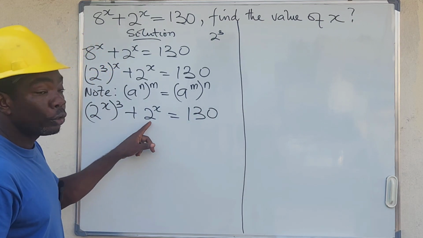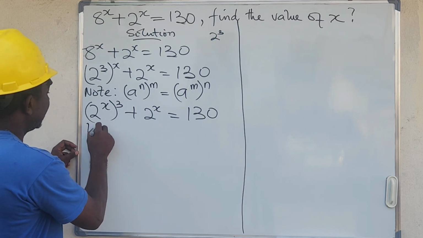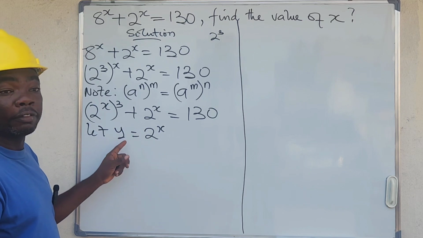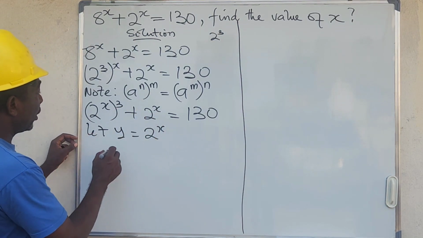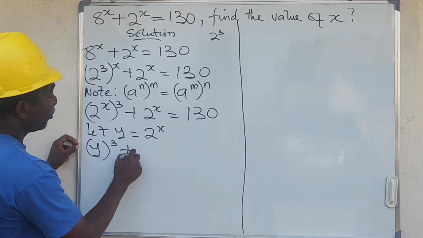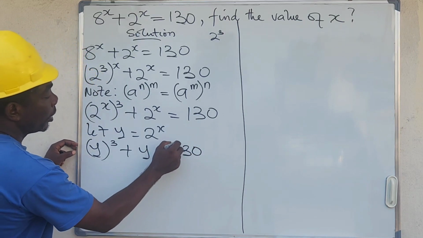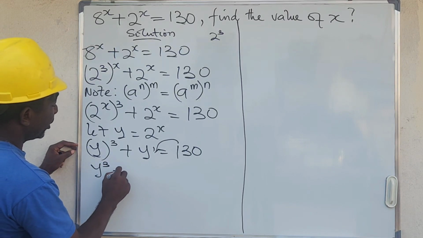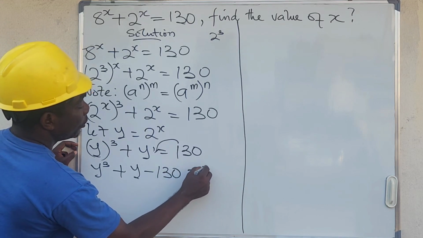In this case, we have 2 raised to the power of x here, and 2 raised to the power of x here. We say let y equal 2 raised to the power of x, and we substitute y for 2 raised to the power of x into this equation. So we have y all to the power of 3 plus y equals 130. So this can be transposed to the other side. So we have y raised to the power of 3 plus y minus 130 equals 0.